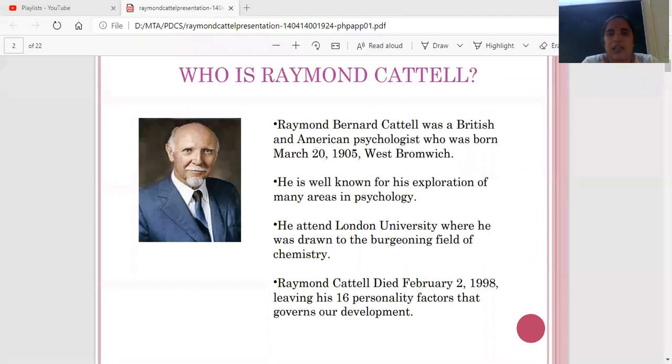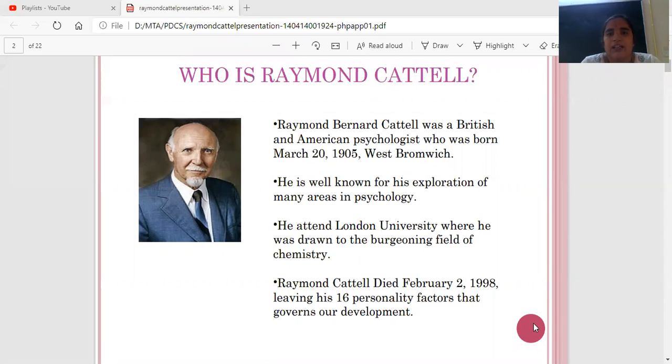We discussed the different theories of personality, that is Sigmund Freud's theory, then George Kelly, Erikson, and so on. So we'll move on to our next theory, which is proposed by Raymond Cattell. Raymond Cattell is a British American psychologist born in 1905.